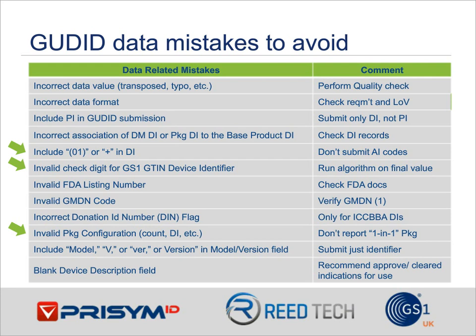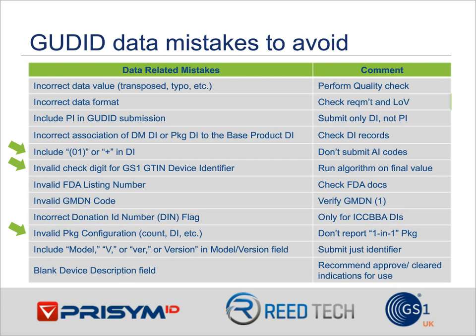Yeah, sure. Starting from the top, the top arrow, it says include 01 or plus in the device identifier. When submitting a device identifier, the value must not include what we call in GS1 standards the GS1 application identifier. So that's, in this instance, the bracketed 01. The FDA will refer to that application identifier as a data delimiter. So for GS1, it's the 01. For the HIBC standards, it's the plus sign. Okay, so those are a couple of common mistakes that people make by putting that into the GUDID.